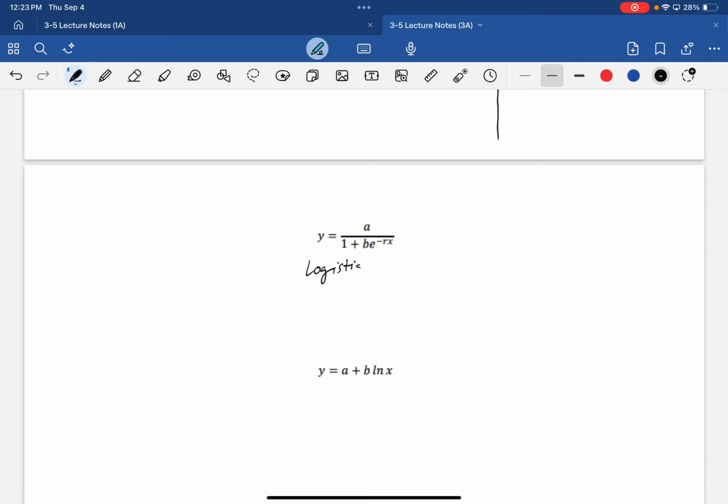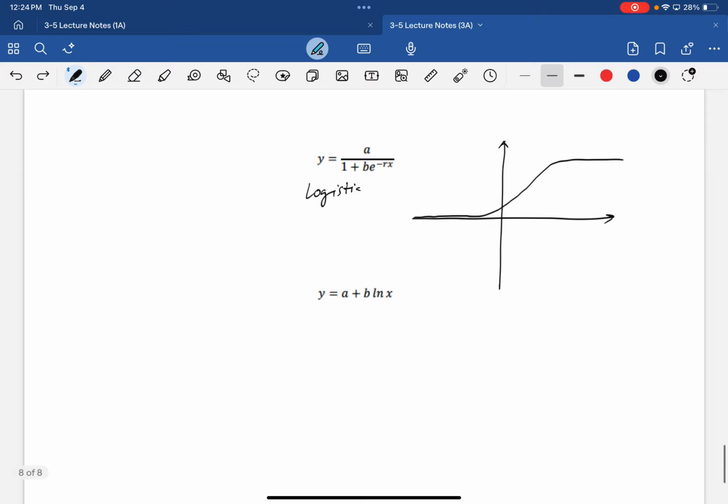What is this one? Logistic. In this one, you have to draw the asymptotes at the right place. So it would be something like this. Okay? This is wrong. That's wrong. If it dips below the x-axis, it's wrong. This is wrong. And then finally, we have our logarithmic function. You all know.